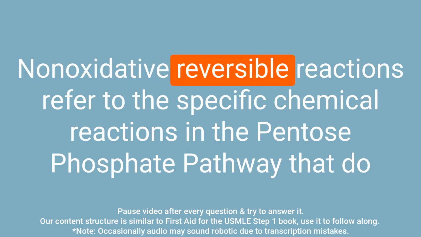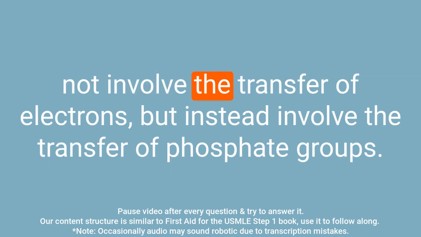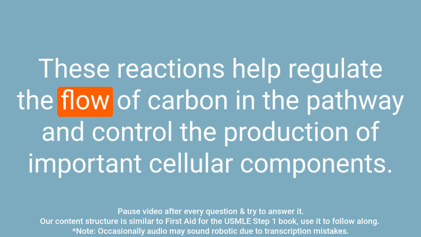Answer: Non-oxidative reversible reactions refer to the specific chemical reactions in the pentose phosphate pathway that do not involve the transfer of electrons, but instead involve the transfer of phosphate groups. These reactions help regulate the flow of carbon in the pathway and control the production of important cellular components.